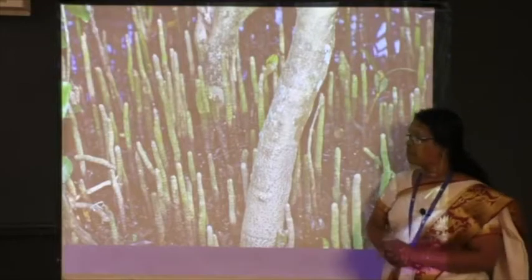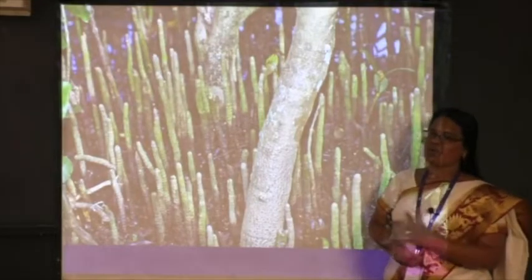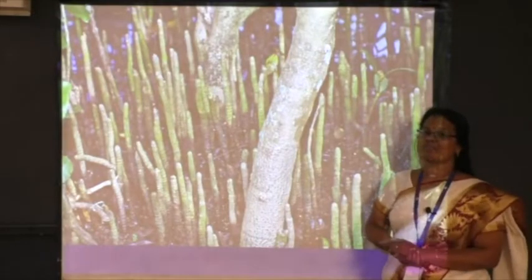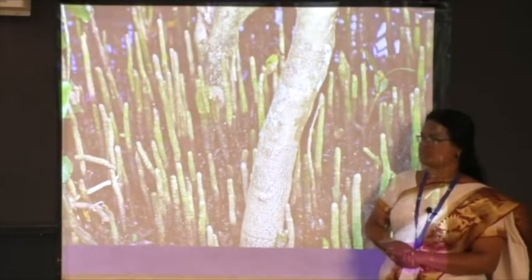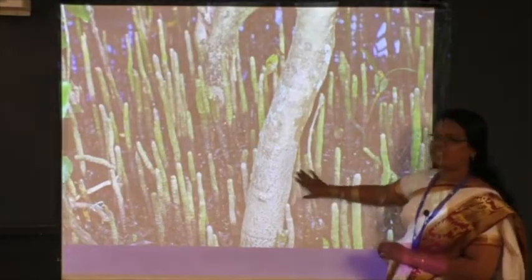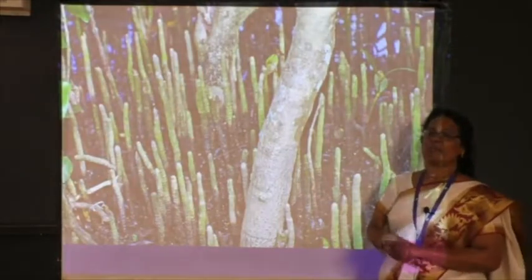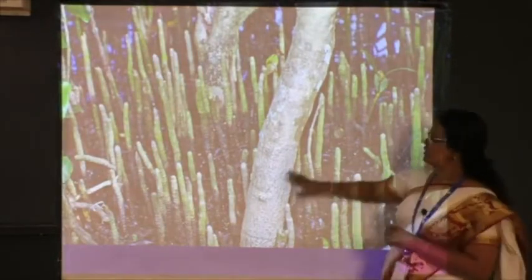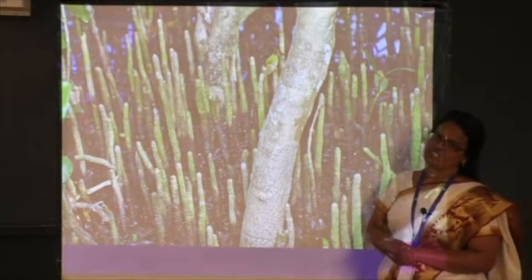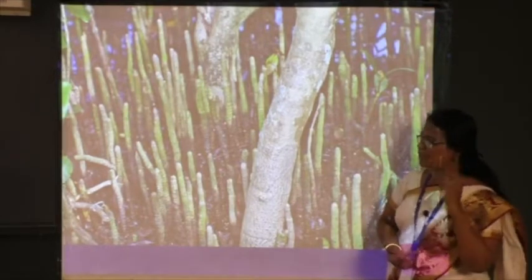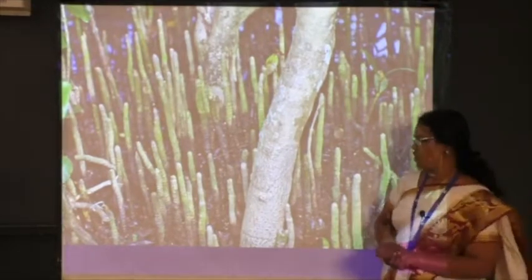Next comes the photosynthetic root. As I told you already, the root also performs the function of photosynthesis. Actually this is a photosynthetic root. These photosynthetic roots are abundantly found in mangrove forest. Examples for this are Rhizophora and Avicennia. These plants are abundantly seen in the mangrove forest.